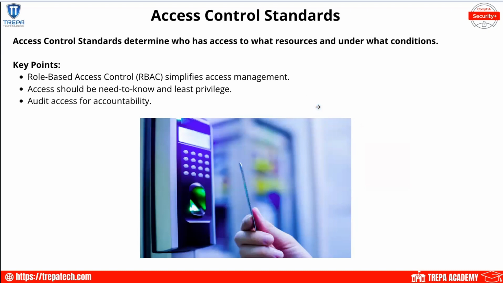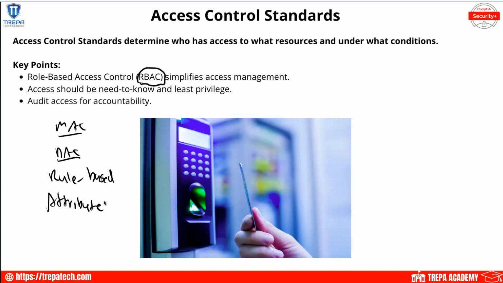We also want to define our access control standards. Access control standards determine who has access to what resources and under what conditions. Again, we're going to have our major access control standards that we apply across the enterprise, like role-based, mandatory access control, discretionary access control. We have things like rule-based access control. We also have attribute-based access control that we're going to implement within our organization. And what access control method we apply, implement, and maintain is going to meet our business and security objectives.